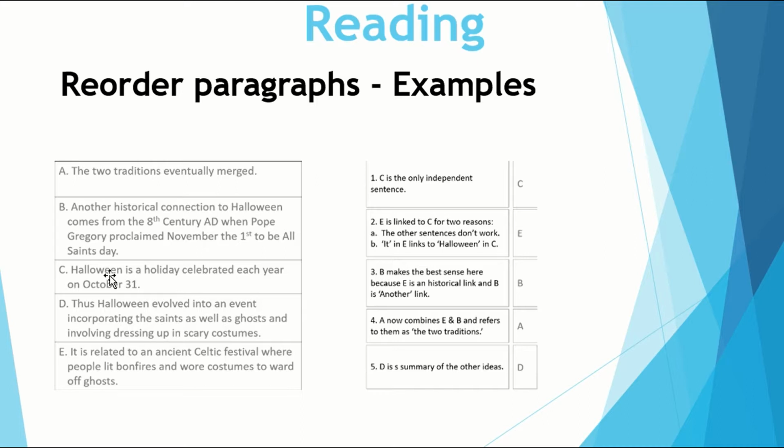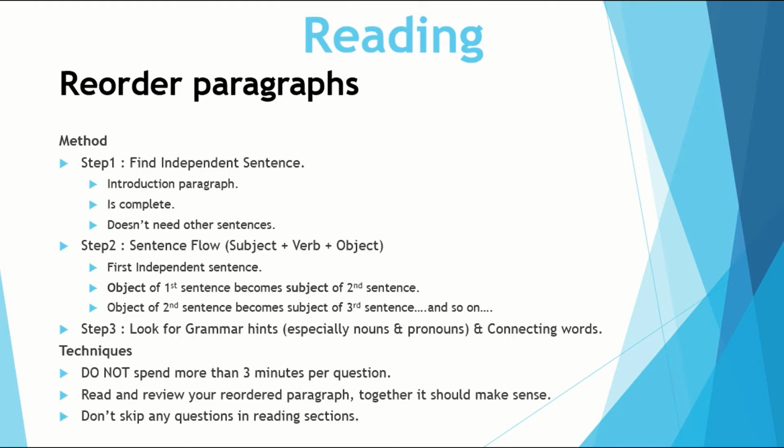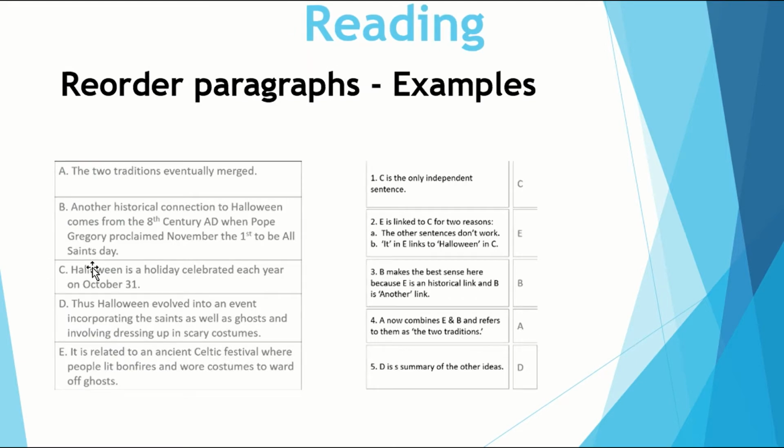So Halloween becomes the subject of the second sentence. "Halloween is a holiday celebrated each year on October 31st." Halloween is the object that becomes the subject, which is "it." "It is related to an ancient Celtic festival where people lit bonfires and wore costumes to ward off ghosts," right? Now that you know option E is the second one, let's move to the third one.